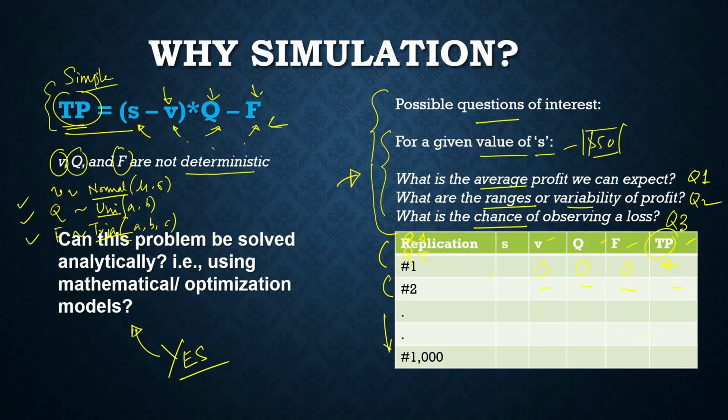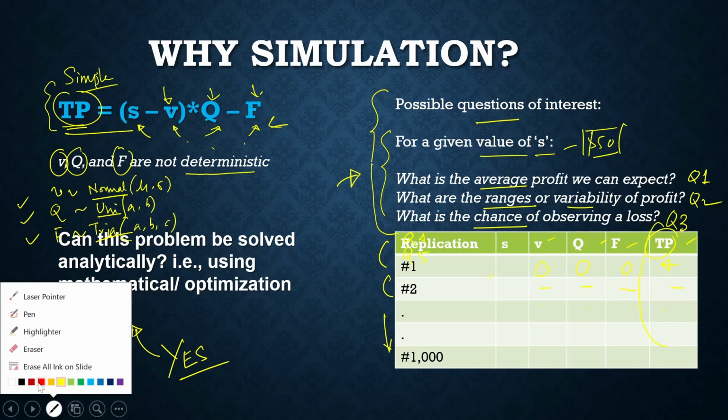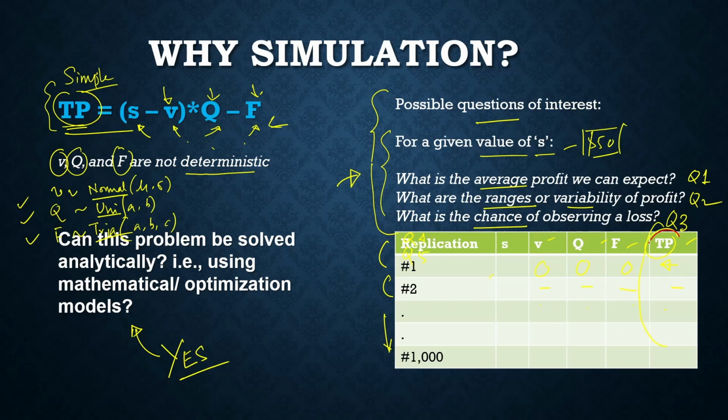for each replication. And now once this column is formed, let me change the color of the marker. Once this column is completed, suppose you are taking 1000 replications, so you will have 1000 TP values, and then you can probably calculate the average here, the range here, standard deviation here. So this is your column-wise average, column-wise range, column-wise standard deviation, and then you are answering these questions individually.